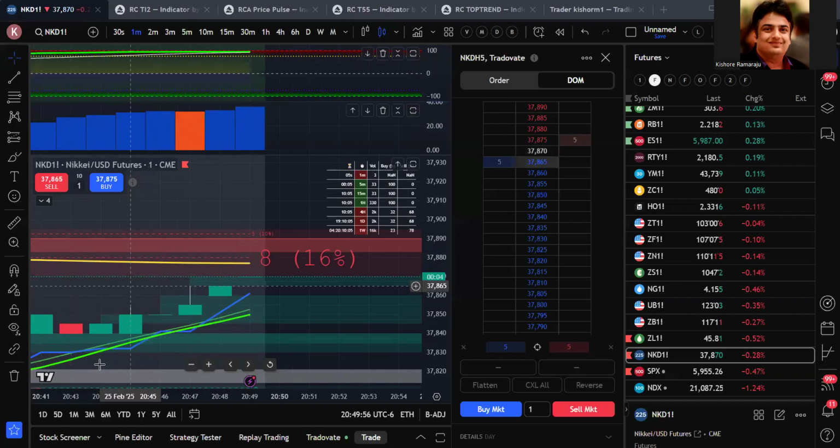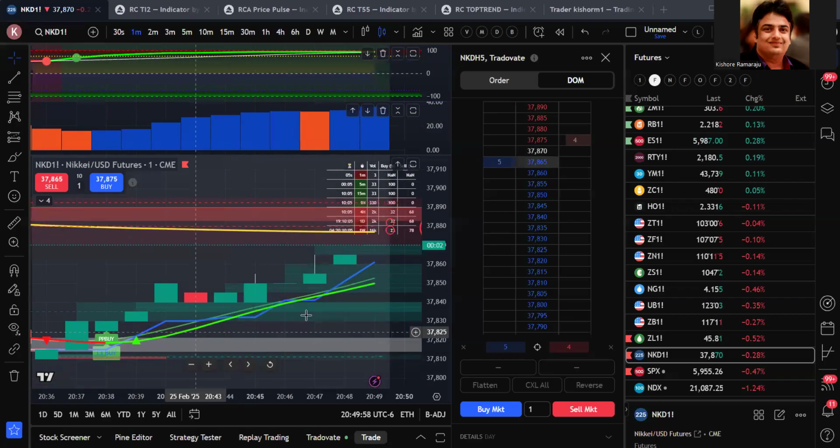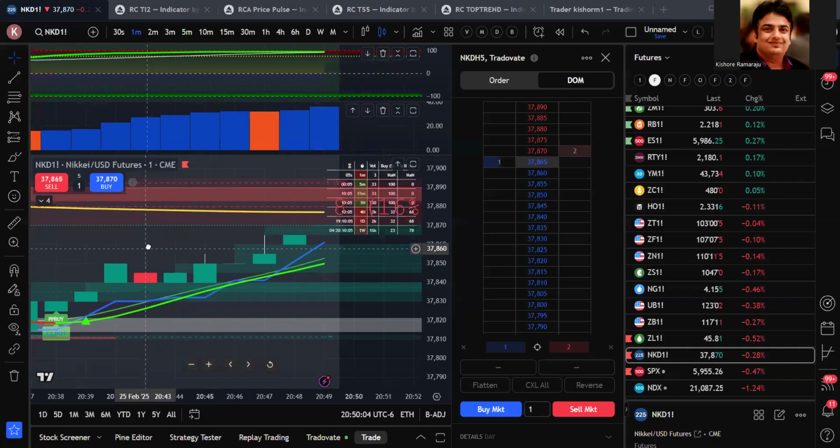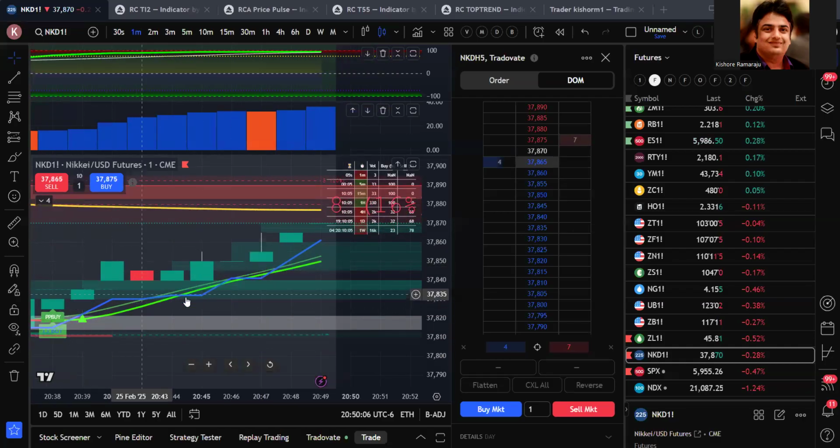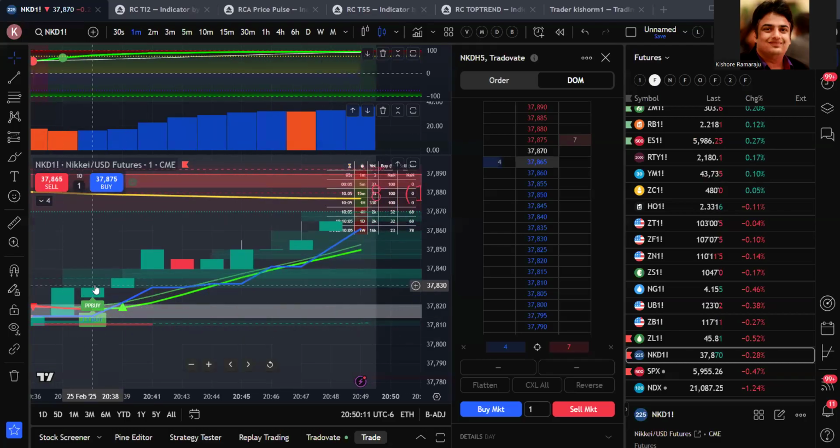Here it is green, here it is blue, here it is green, right? Here it is green. I got a buy, I got a blue, I got a green. Then I see buyers here. My T5 is green, my price pulse is blue. That's it. Right? All about waiting for a confluence.